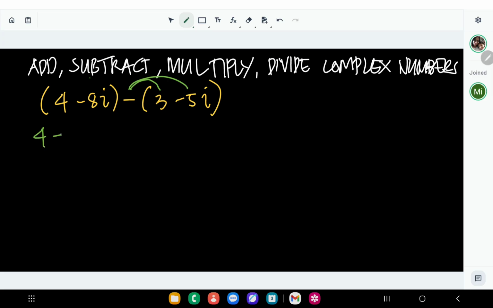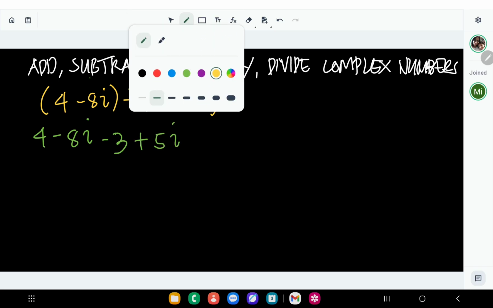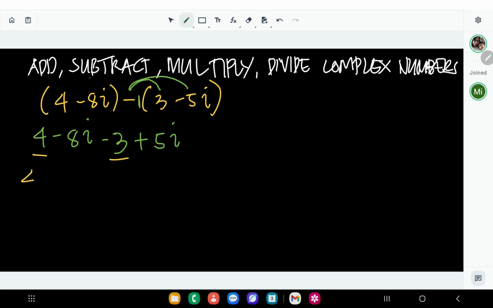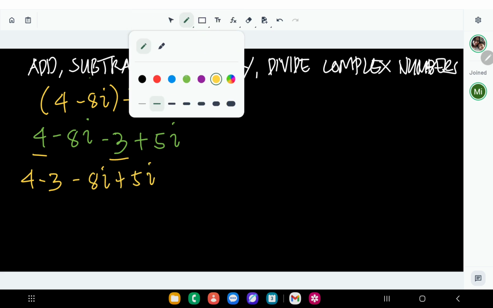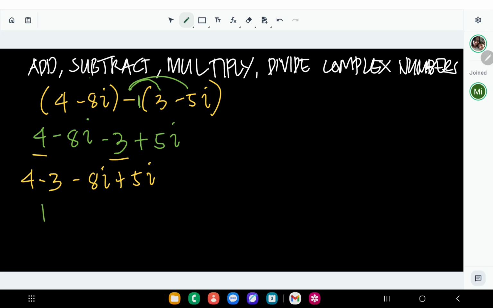So this becomes 4 minus 8i. The negative times 3 is negative 3. Negative times negative 5i is positive 5i. Alright? And then now we can group like terms. So 4 goes with negative 3, so that is 4 minus 3. And then negative 8i plus 5i. Then we simplify further. So 4 minus 3 is 1. Negative 8i plus 5i is negative 3i. So this is our answer here.